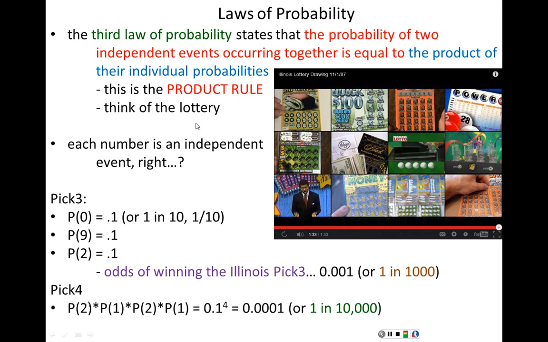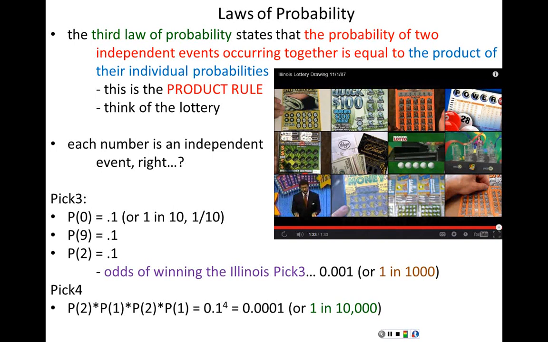We can do the Pick 4 as well. The Pick 4 number was 2121, but each of those numbers was an independent event. The probability of getting the first 2 was 1 in 10. The probability of getting the first 1 was 1 in 10. The probability of getting the second 2 was 1 in 10. The probability of getting the second 1 was 1 in 10.